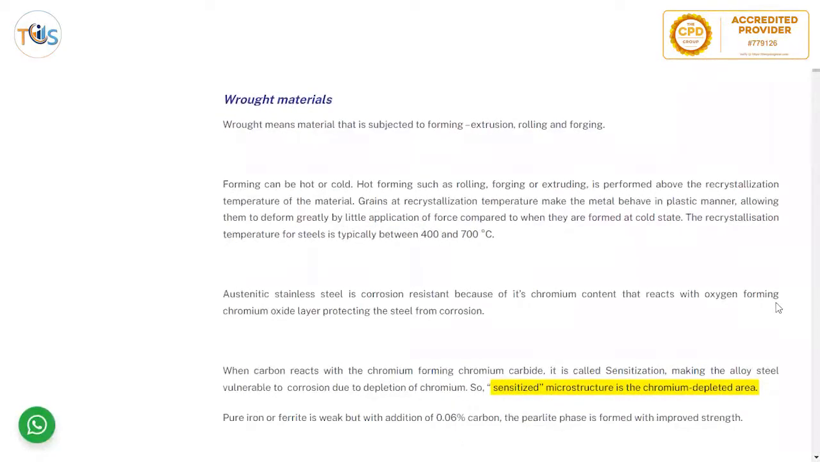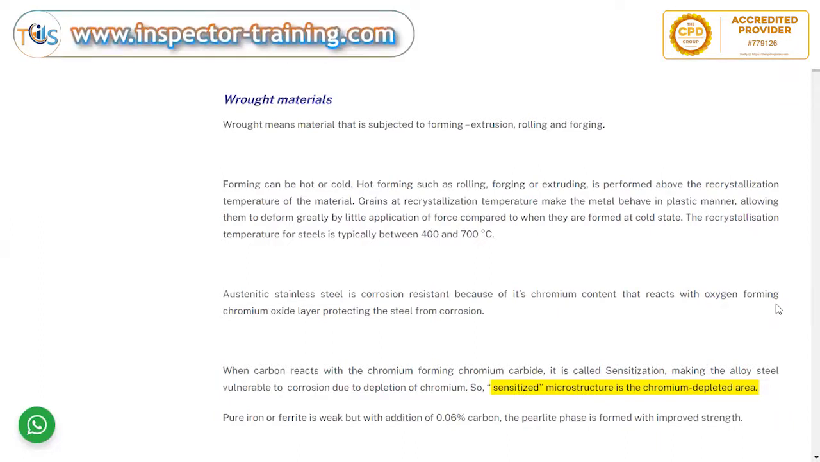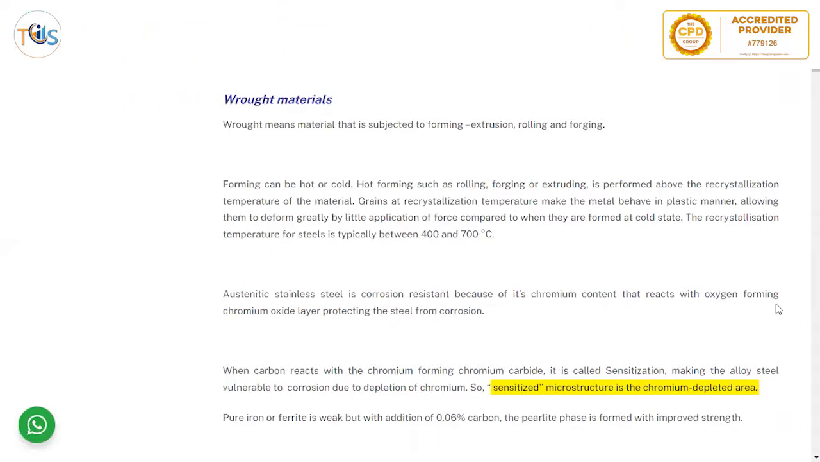Wrought means material that is subject to forming, such as extrusion, rolling, and forging. Forming can be hot or cold. Hot forming, such as rolling, forging, or extruding, is performed above the recrystallization temperature of the material. Grains at recrystallization temperature make the metal behave in a plastic manner, allowing it to deform greatly by little application of force compared to when it is formed in a cold state. The recrystallization temperature for a steel is typically between 400 and 700 degrees centigrade.